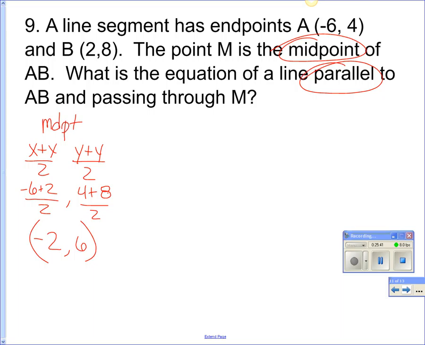Parallel. Caitlin, what am I going to need to do for parallel? So what am I going to have to find? What's parallel mean? Same what? So what am I going to have to find? The slope. How do I find the slope? Good. Okay. Andrew, what goes in for my two y's?